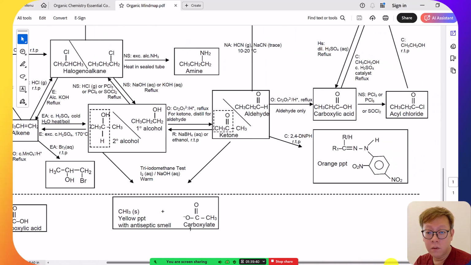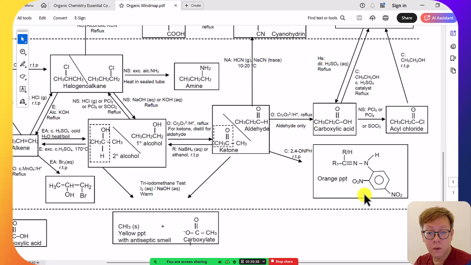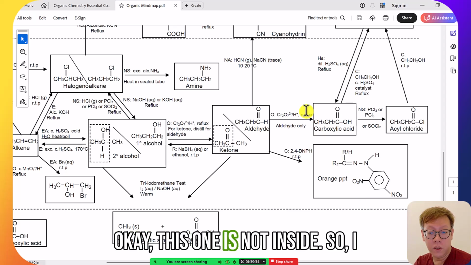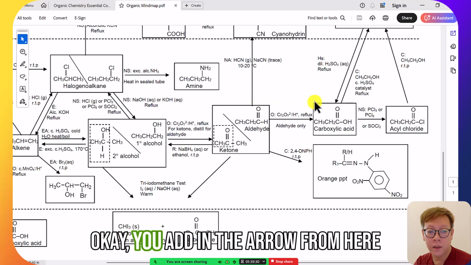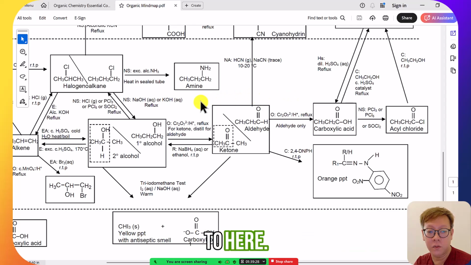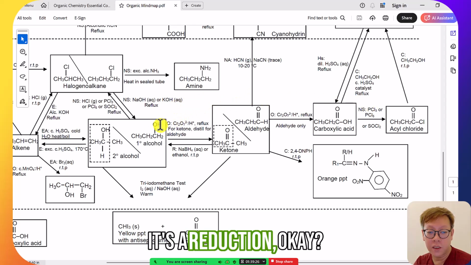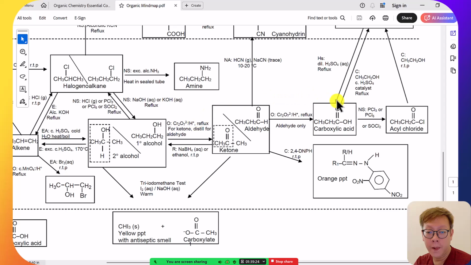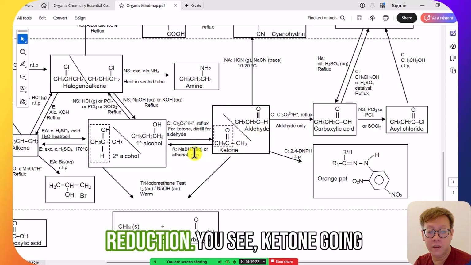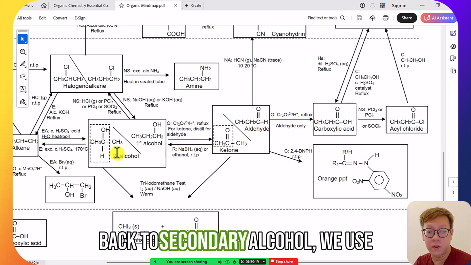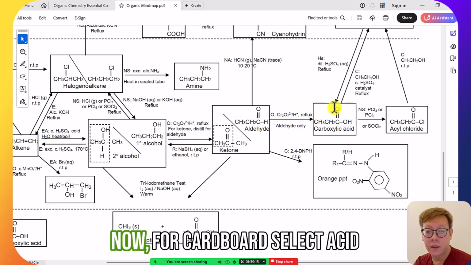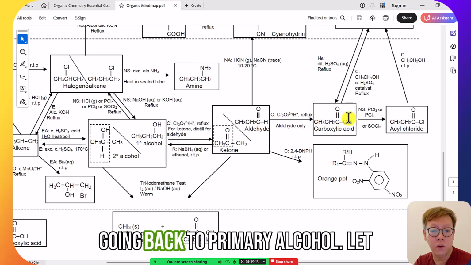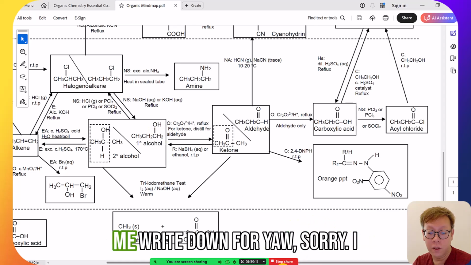Okay, this one is not inside. So, if you want, you can add in the arrow. From here to here is a reduction, okay? Just like ketone going back is a reduction. You see, ketone going back to secondary alcohol, we use what? We use sodium borohydride. Now for carboxylic acid going back to primary alcohol, let me write down for you all.